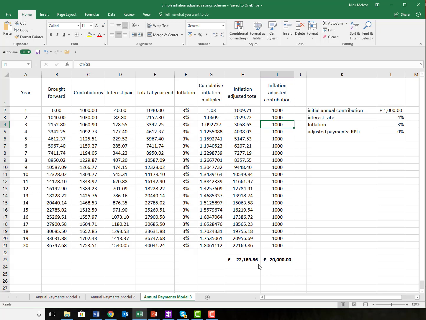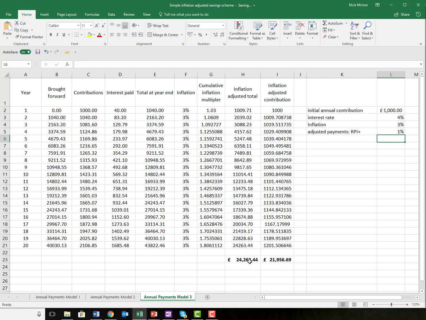I can now total these up and say, well, the real value of my contributions in today's terms is £20,000. And in today's terms, I'll end up with a bit more than £20,000 in the bank. And you can play around with these figures. If I increased my payments by 1% over the rate of inflation, I do quite a lot better.